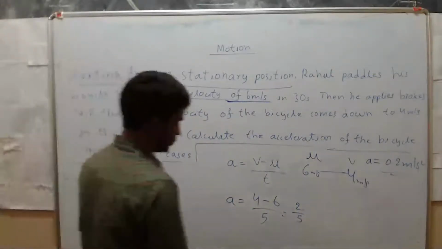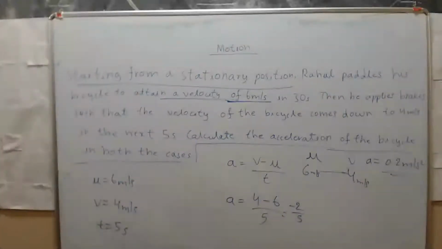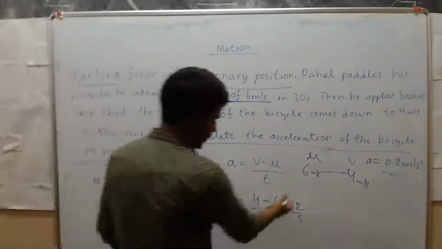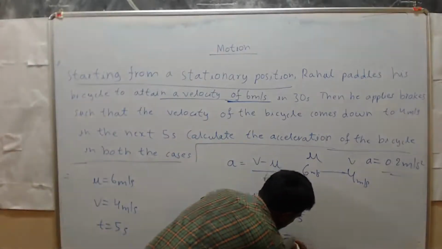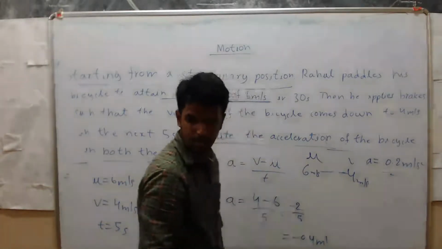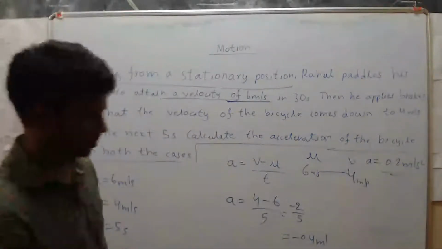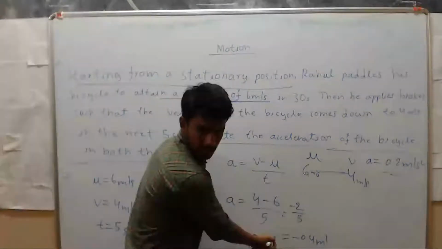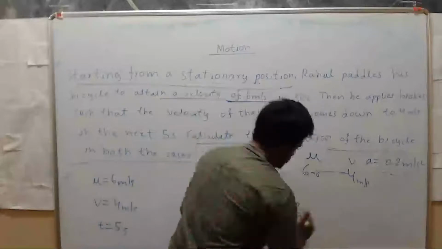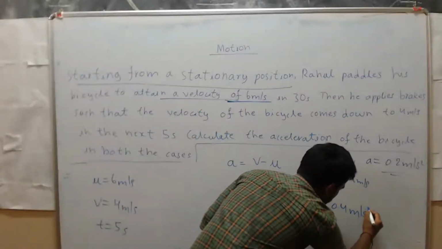2 by 5 is, sorry, here it is minus 2, right? Why? Because plus 4 and minus 6 is equal to minus 2. If you divide this, we will get minus 0.4 meter per second square. So I will write here, minus 0.4 meter per second square.